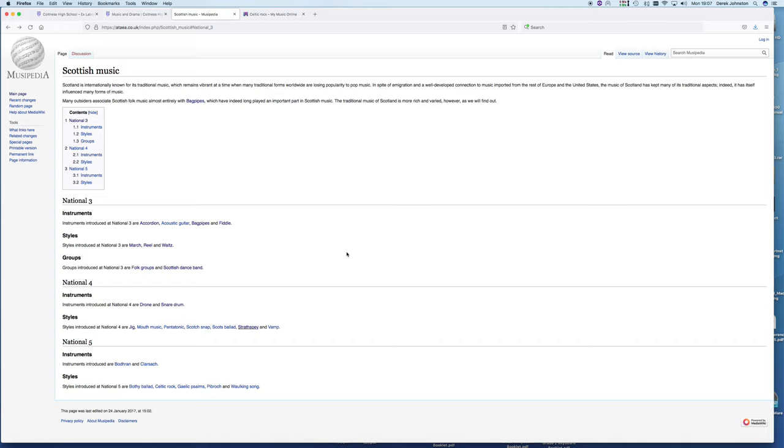1, 2, 3, 1, 2, 3. But the reason I didn't spend too much time on that is compound time does not have to be a jig. Yes, a jig is in compound time, but compound time can also be, for example, a song called Hallelujah that you might know from the very first Shrek film.